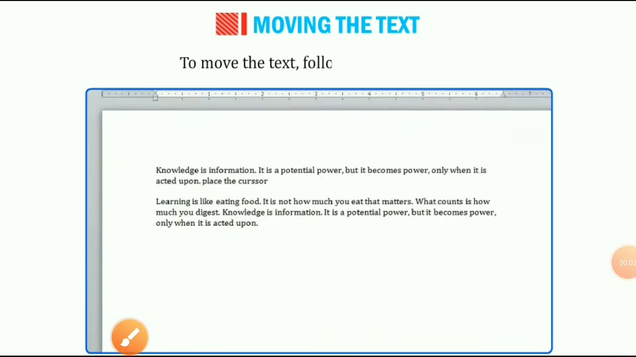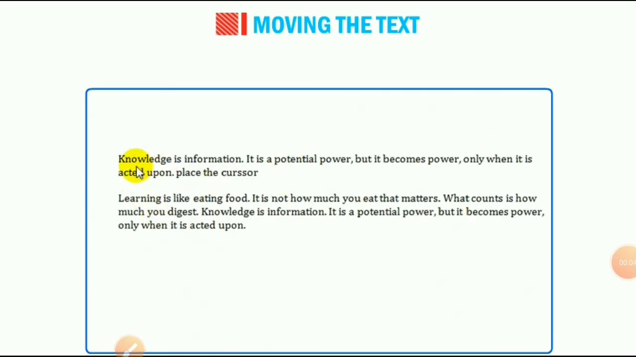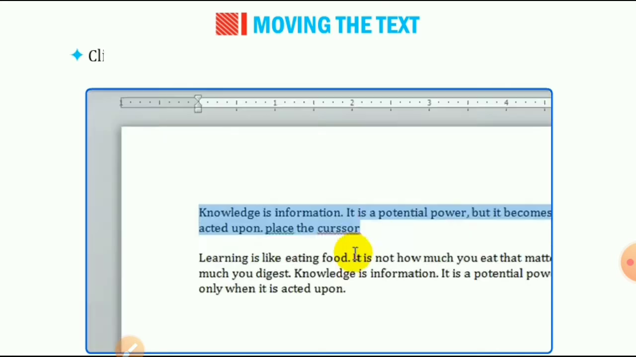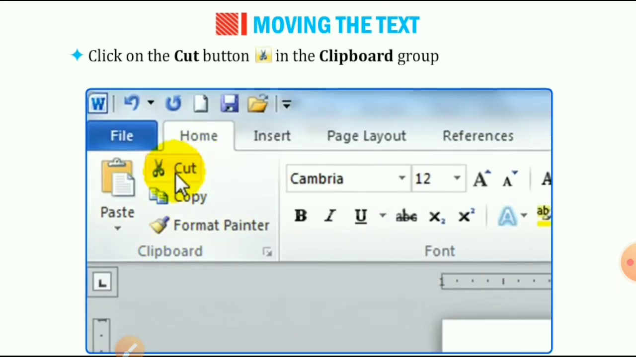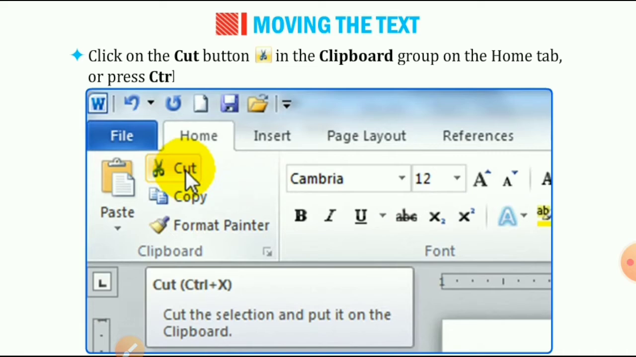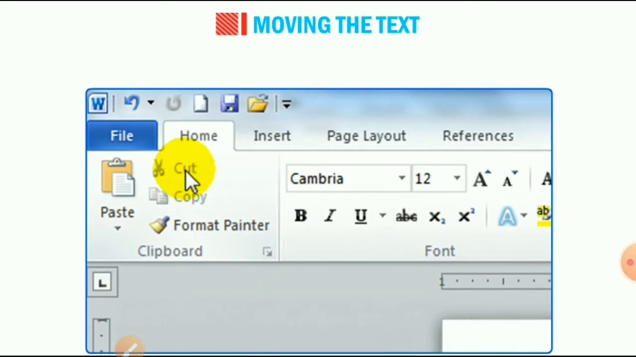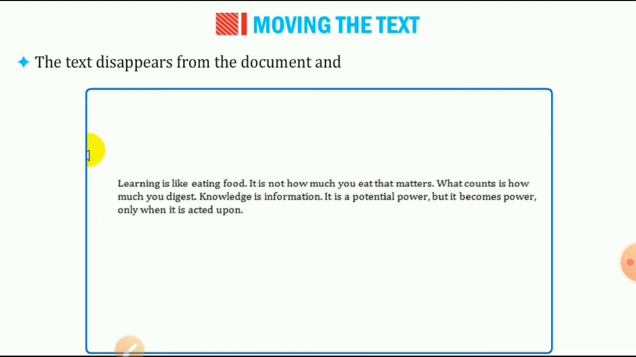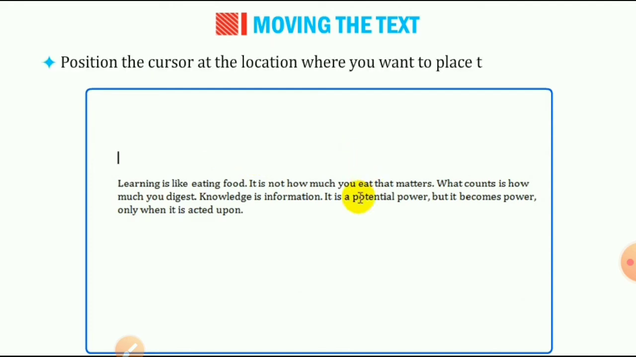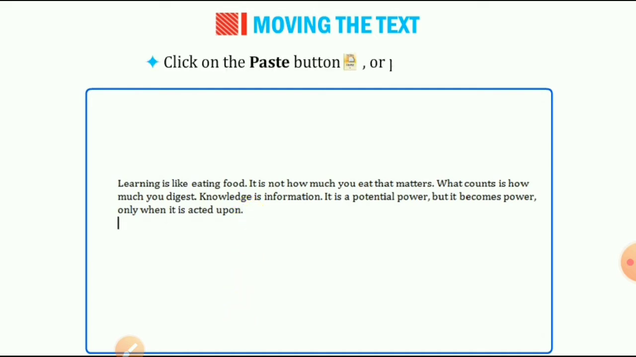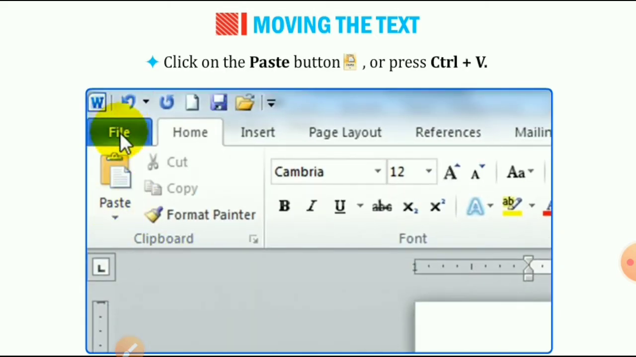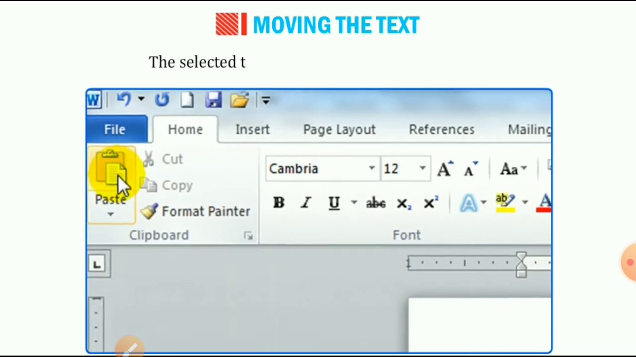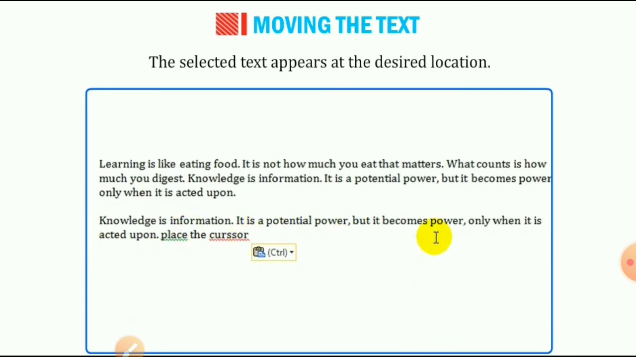To move the text, follow the given steps. Select the text that you want to move. Now click on the Cut button in the Clipboard group on the Home tab or press the Ctrl X shortcut key from the keyboard. Now the text disappears from the document and is stored temporarily. Position the cursor at the location where you want to place the selected text. Click on the Paste button or press the Ctrl plus V shortcut key from the keyboard. The selected text appears at the desired location.